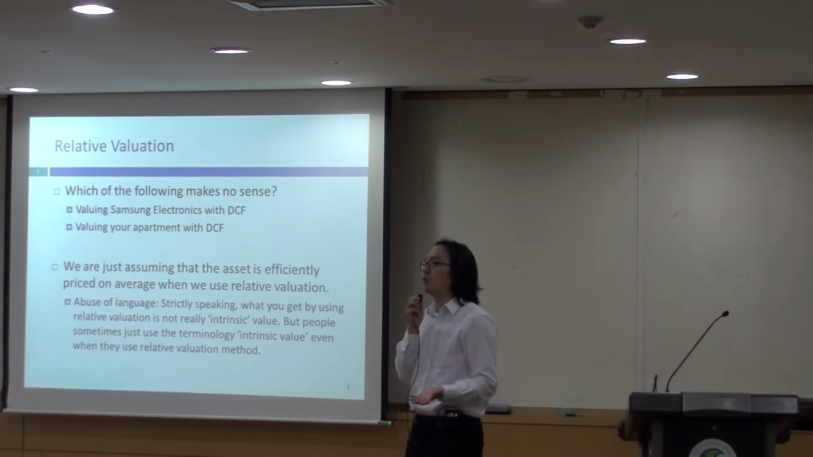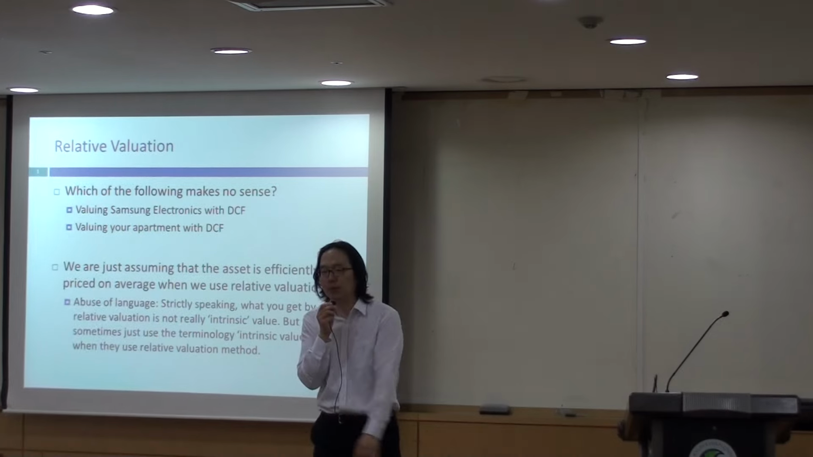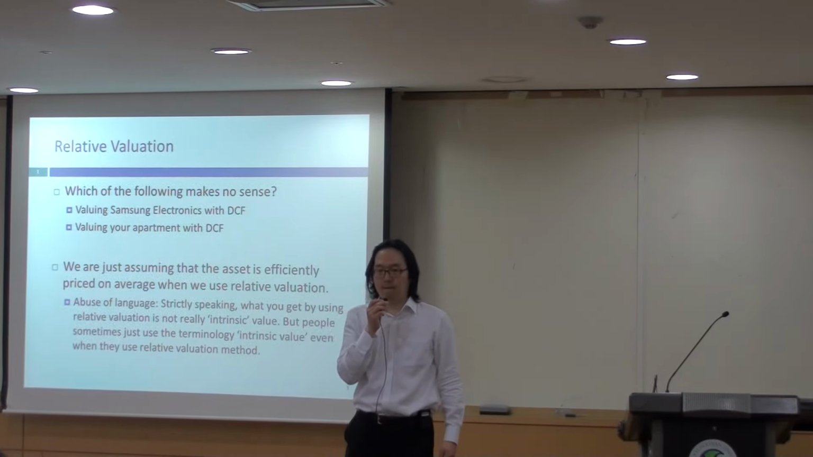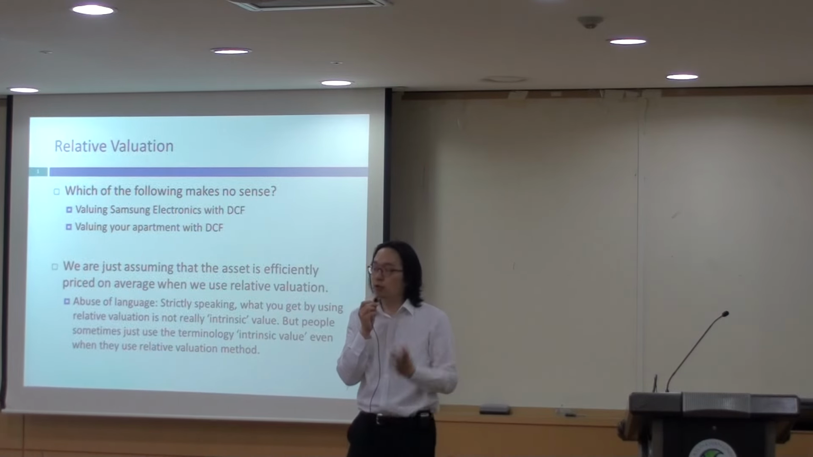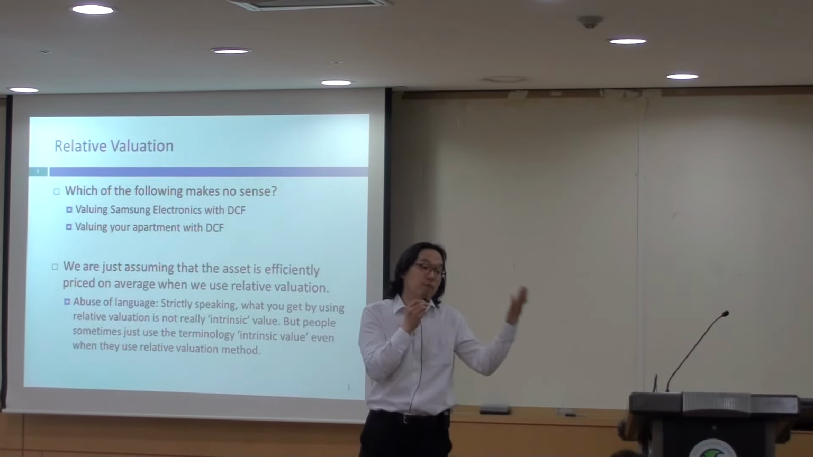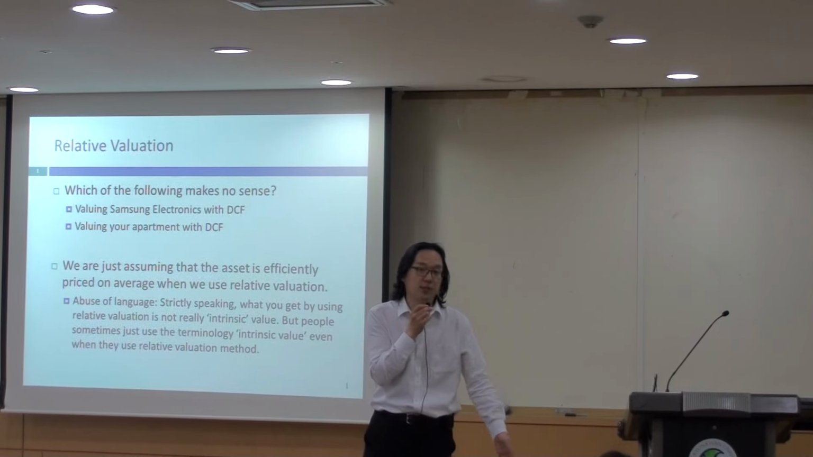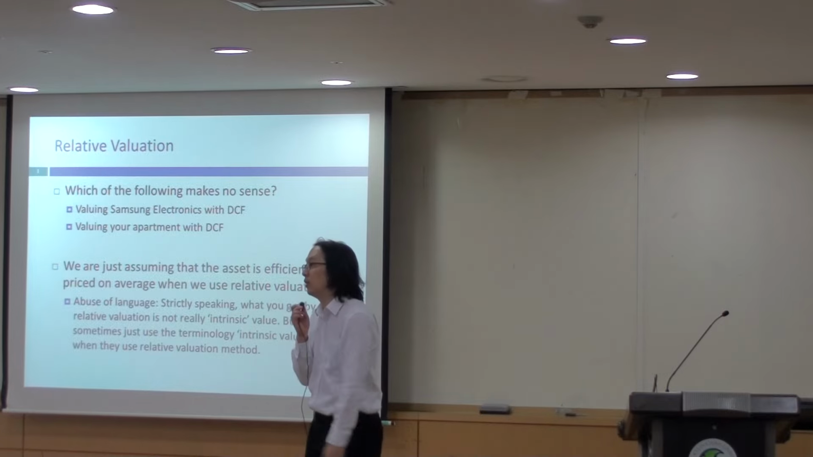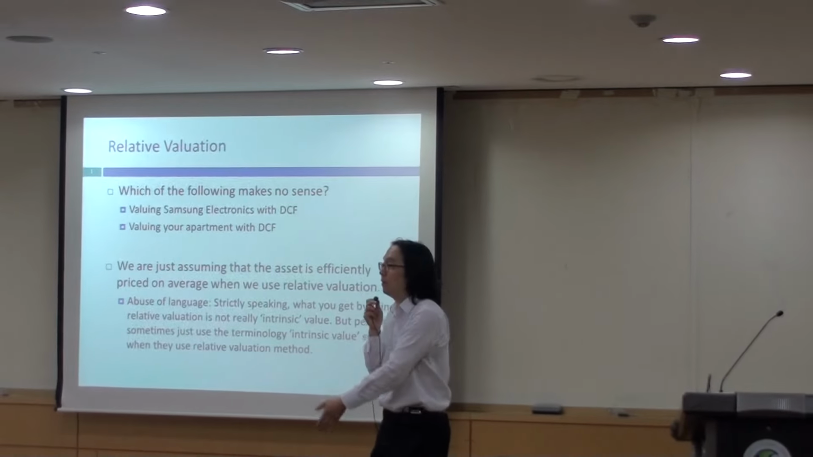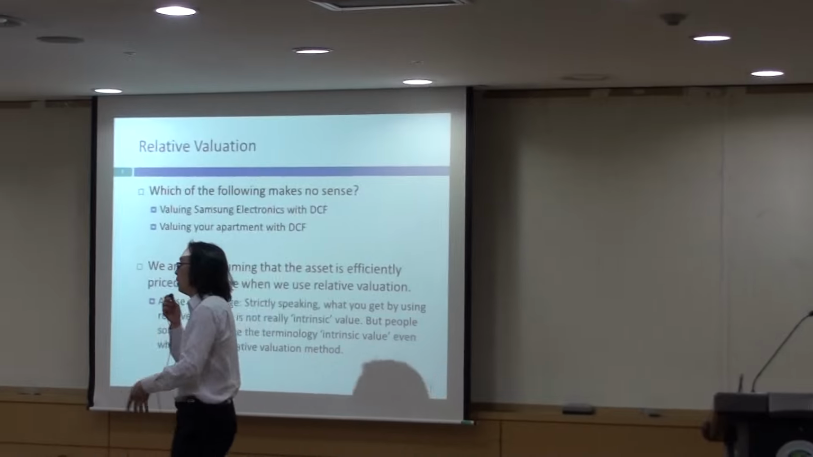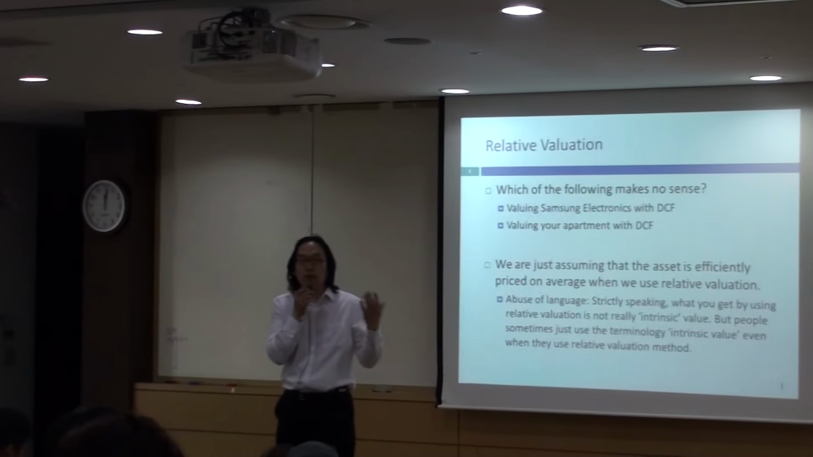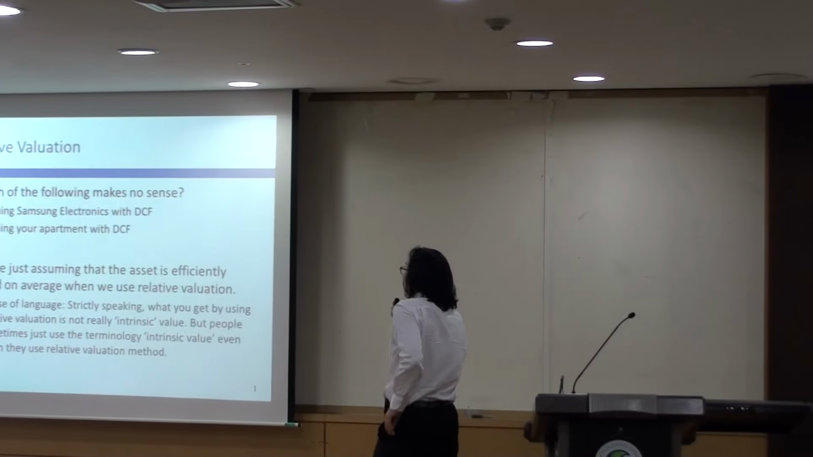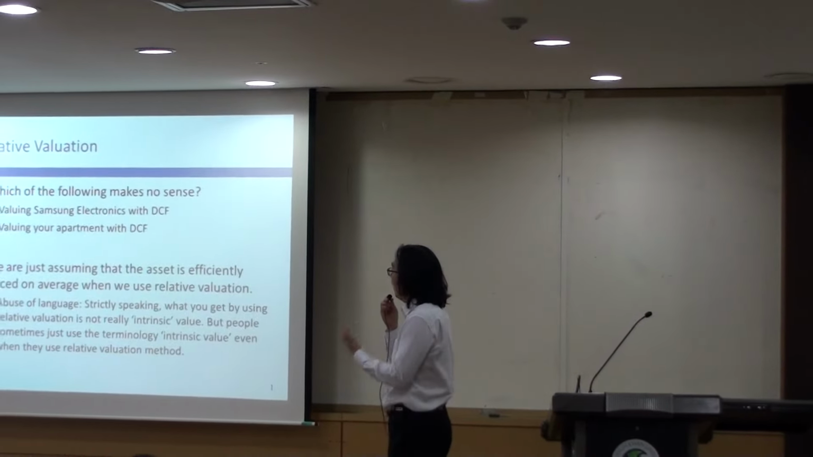But we're trying to assume some companies are similar. In one respect, it could be the same industry. It could be in a different industry, but with similar risk characteristics, similar beta, or similar expected growth rate. All those economic fundamentals, if they are similar, then their price has to be similarly done. Okay, that's the idea. We are just assuming that the asset is efficiently priced on average.